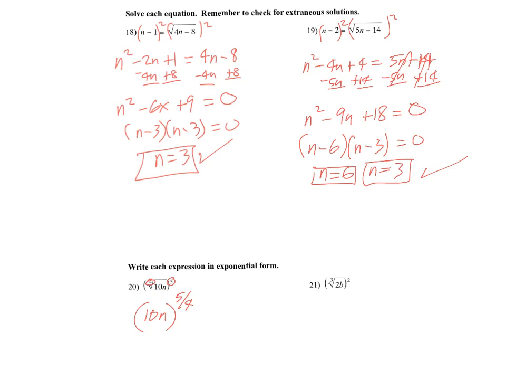Similarly, number 21, 2b is under the radical, so that's going to stay together. The power is 2, the index is 3, so this is 2b to the 2/3 power. And we got those guys done relatively easily.